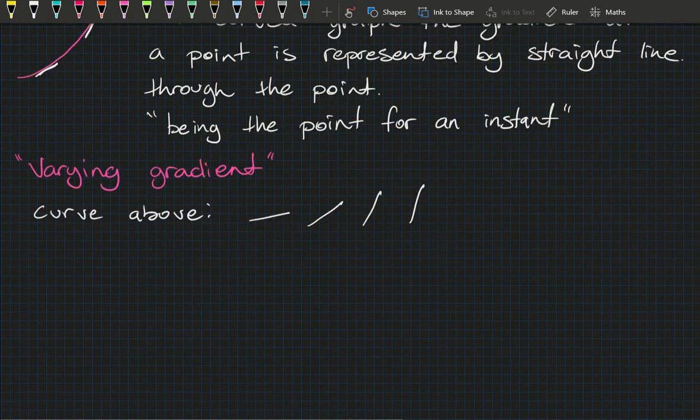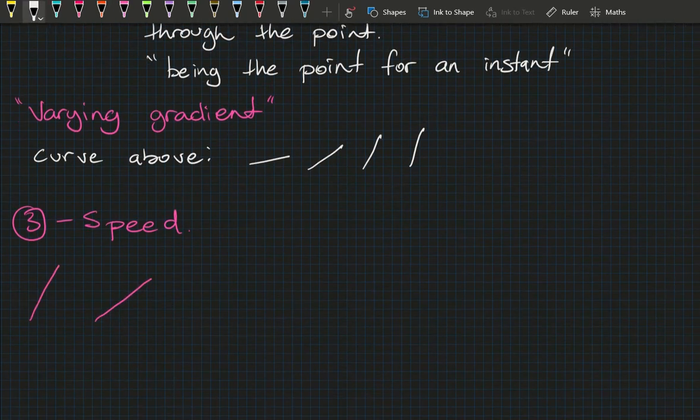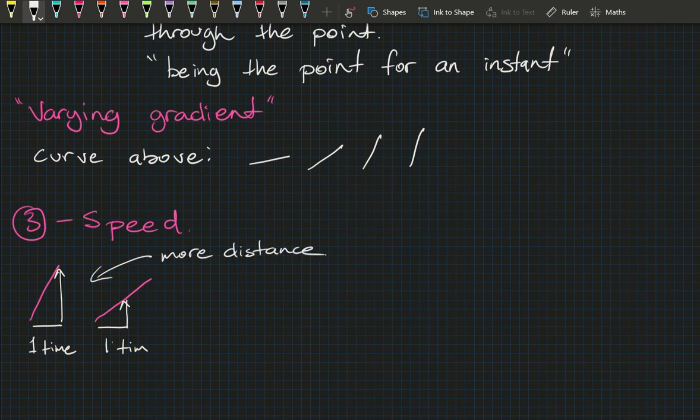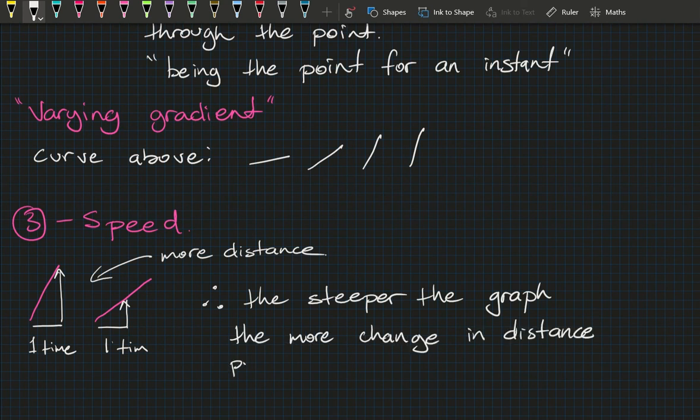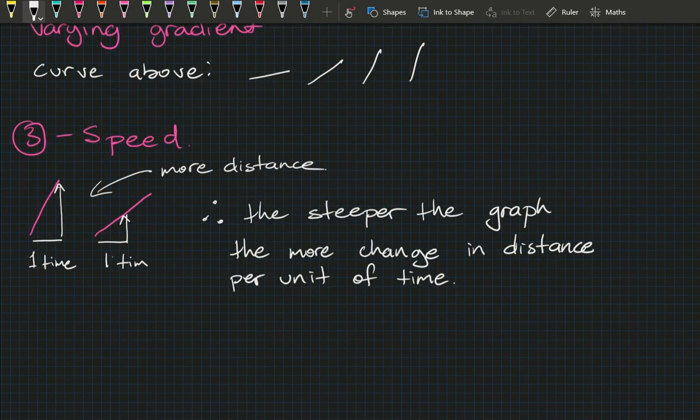And the last thing that we check is the speed. And if you look at these two graphs here, if they were both to have 1 unit of time, the graph on the left covers more distance than the graph on the right. So you can see that this one here definitely has more distance. And that means that the steeper the graph, the more change per unit of time. And this is the definition of a higher speed.